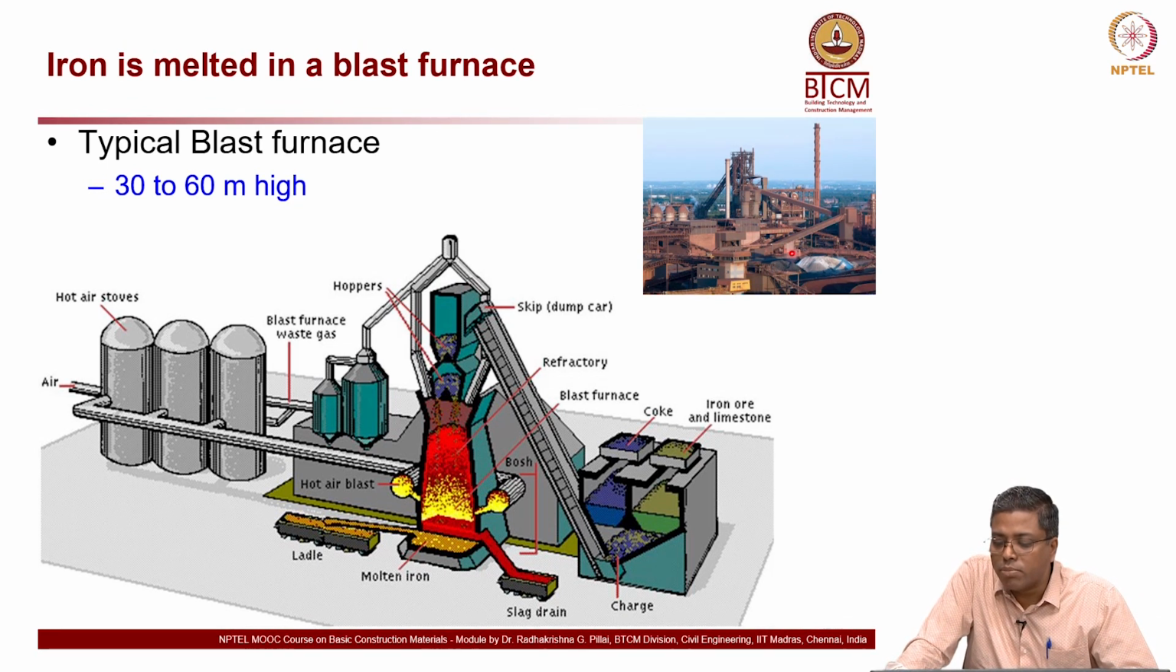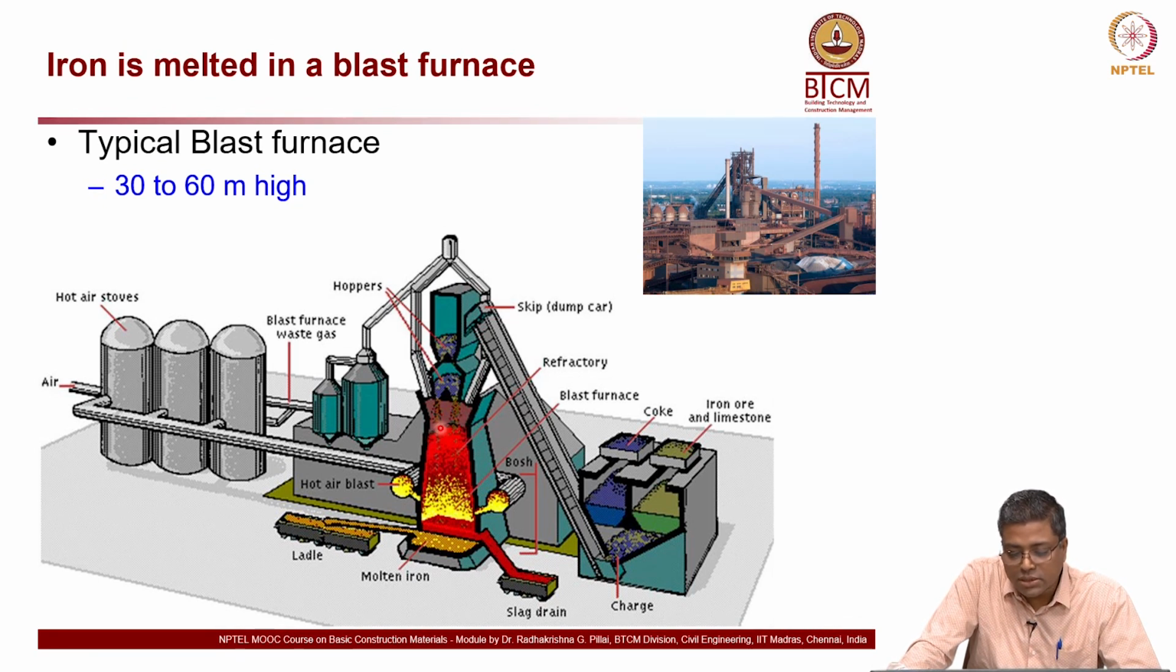You can see the raw materials piled here, and then there is a conveyor belt which takes the raw material to the top, and another conveyor belt which also comes to the top. At the top it's dumped into the hopper, and from there the materials are stacked inside this furnace. Like I said, it is about 30 to 60 meters high, and you have a lot of material volume you can occupy here.